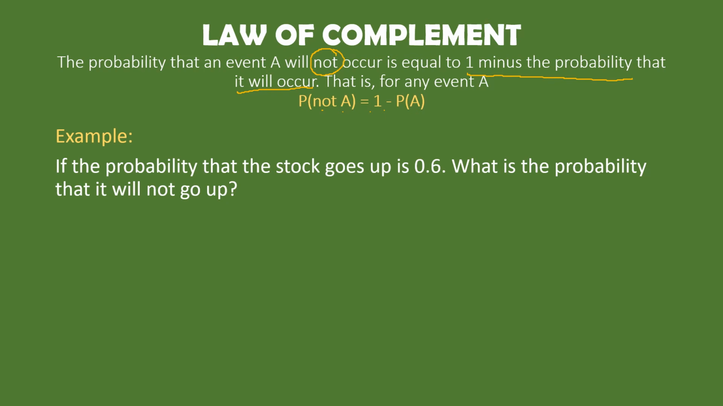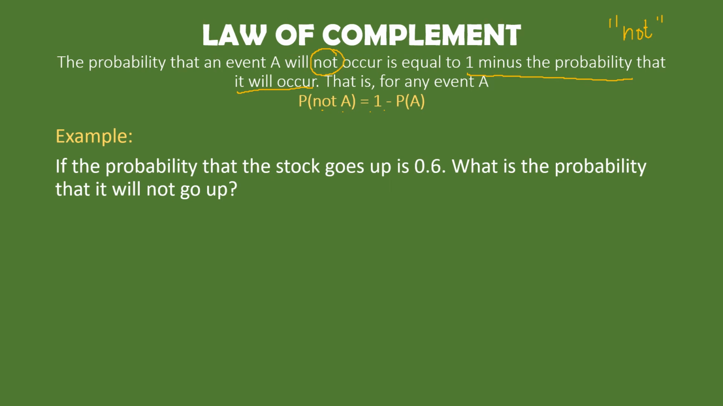If the probability that the stock goes up is 0.6, what is the probability that it will not go up? So the clue word here is the word not, or probably something of the opposite. Like for example, the probability of becoming present, and then you're looking for the probability of getting absent. So those are opposite terms or opposite words that have opposite meanings.